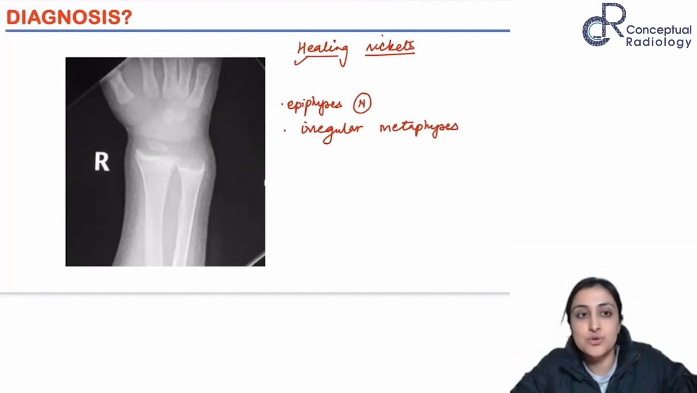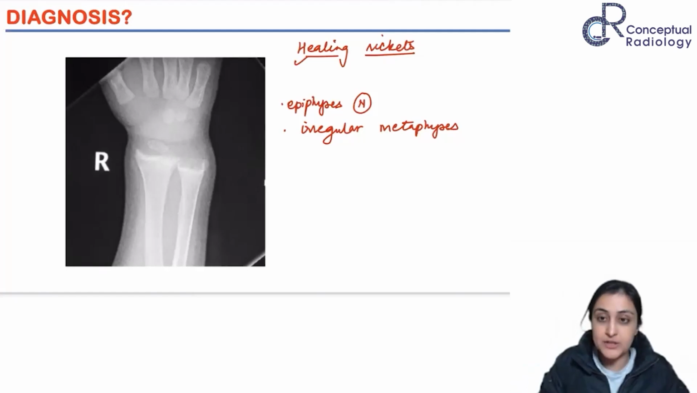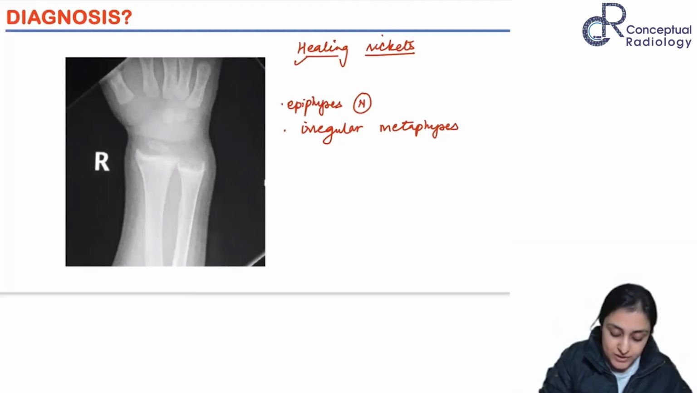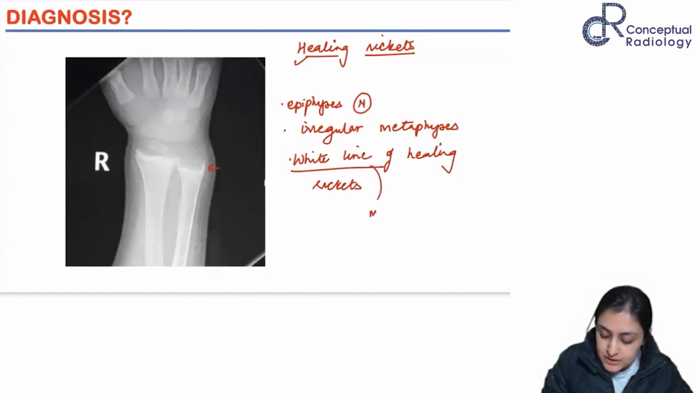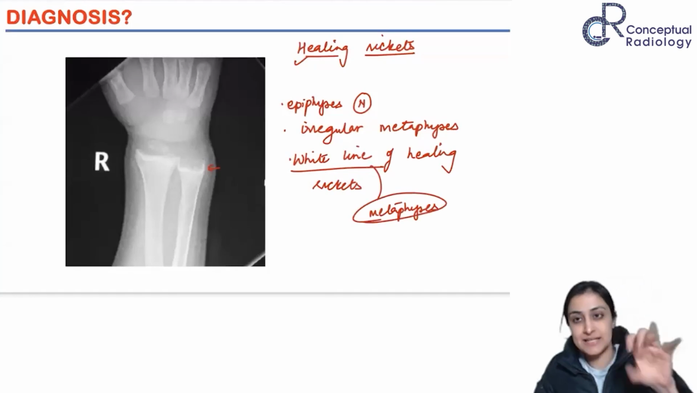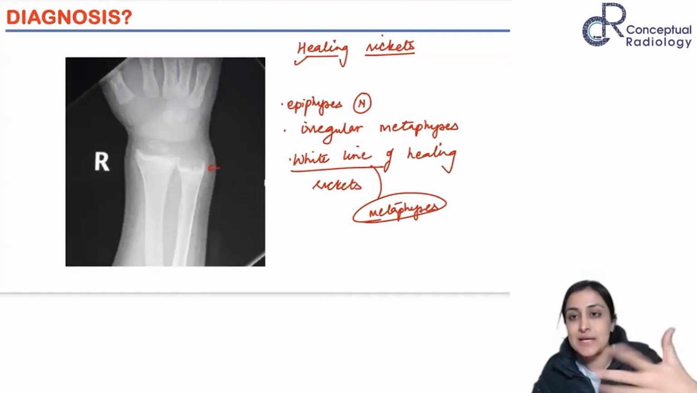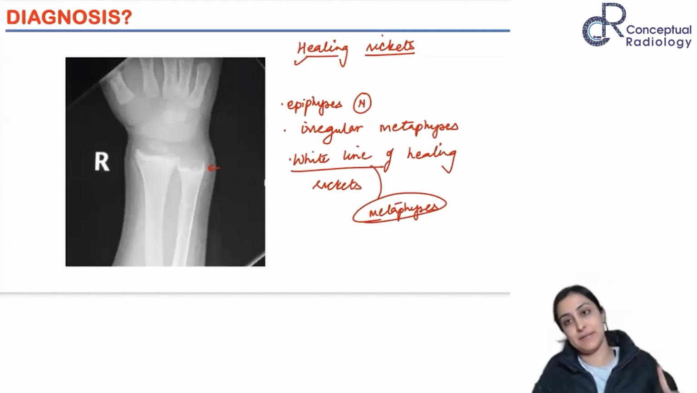So suddenly, zone of provisional calcification, a lot of calcification will happen, and you see what? You see a white line. So this is the white line of healing rickets. इसको हम white line of Frankel नहीं बोलते. This is just the white line of healing rickets that you're going to see at the metaphysis, because now the zone of provisional calcification is very happy. It has gotten all of the chondrocytes waiting. They've gotten their calcium and they are all quickly going to the metaphysis, and we get this white line of healing rickets at the metaphysis.